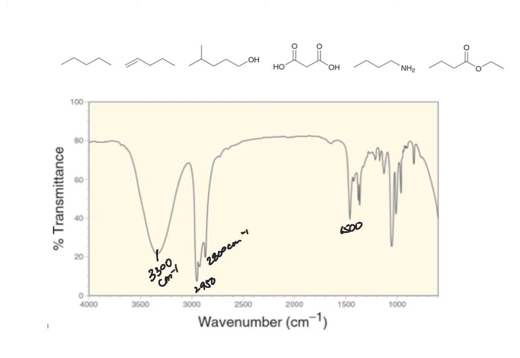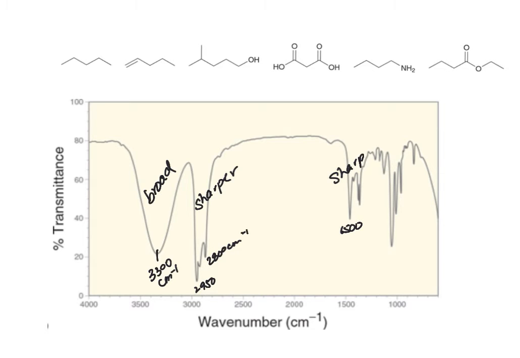So what we're going to do, let's also note, so I've noted the numbers. Now let's talk about the shape. If we look at the shape of the signal, we could say that this is very broad. Here we have a sharper signal, and here we also have a sharp signal.